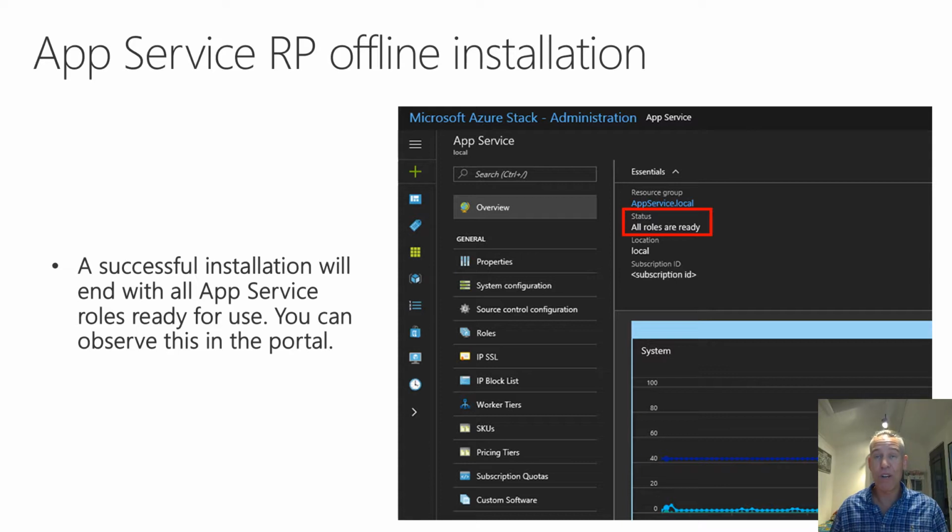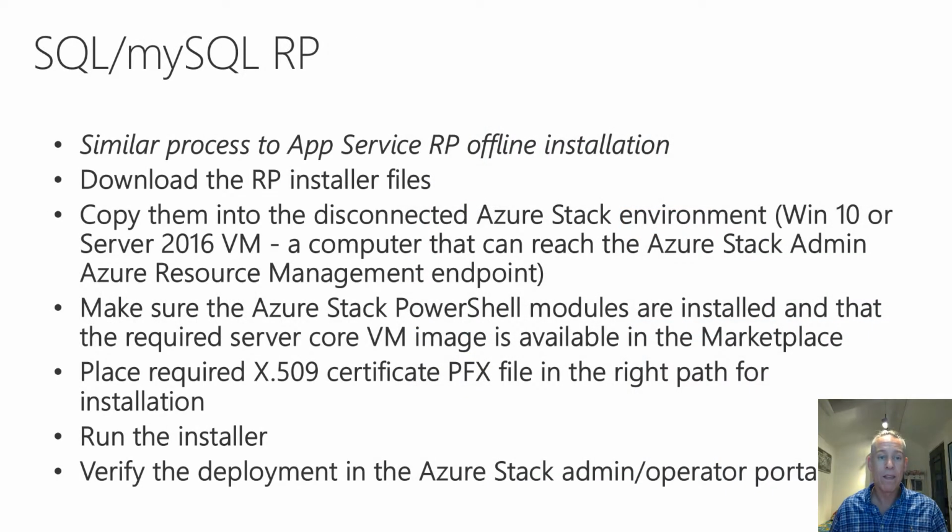So here's a little screenshot of what you'd actually see. You'll just look at the overview. You'll find the appservice.local resource group, and in there it should say all roles are ready. That means the App Service has been officially completely set up. There's a similar process for the SQL and MySQL resource providers. So you download the files, you copy them into the disconnected Azure Stack environment.